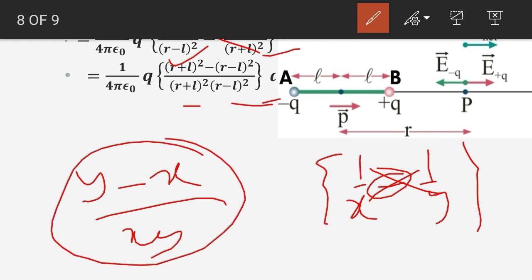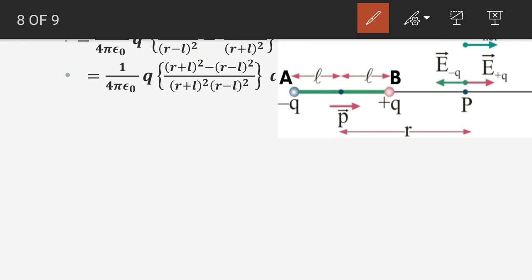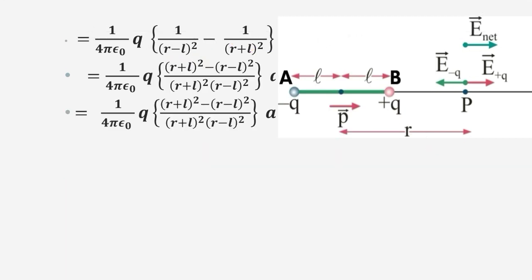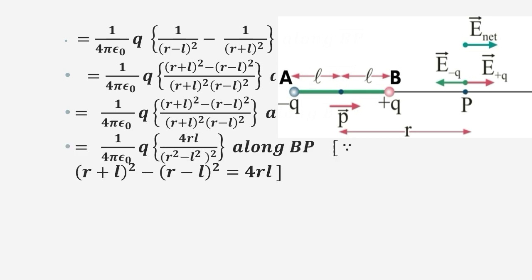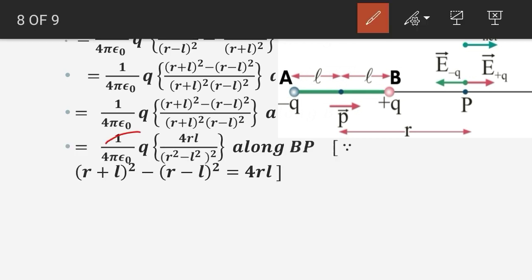So exactly the same term here, consider x as r minus l and y as r plus l, and everything follows in the same direction. Okay, so x as r minus l whole square and y as r plus l whole square. Okay, then everything else is same, that 1 by 4 pi epsilon 0 into q is same.